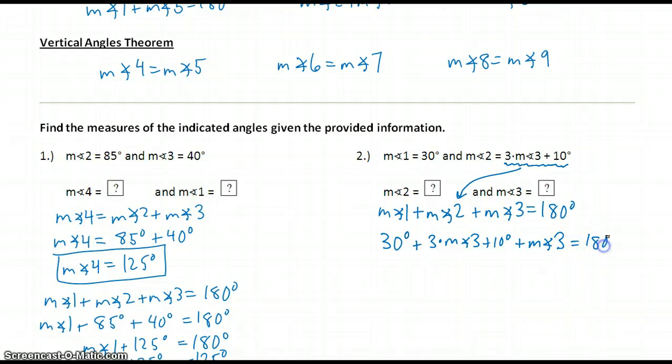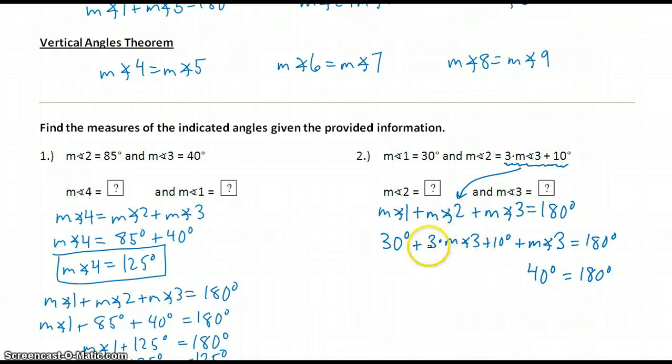equals 180 degrees. So if you look, I really have the measure of angle 1 plus the measure of angle 2 plus the measure of angle 3 equals 180 degrees. I've just substituted in what I know. Next step, combine my like terms. On the left side I have 30 degrees and 10 degrees. Well, 30 degrees plus 10 degrees gives me a grand total of 40 degrees.